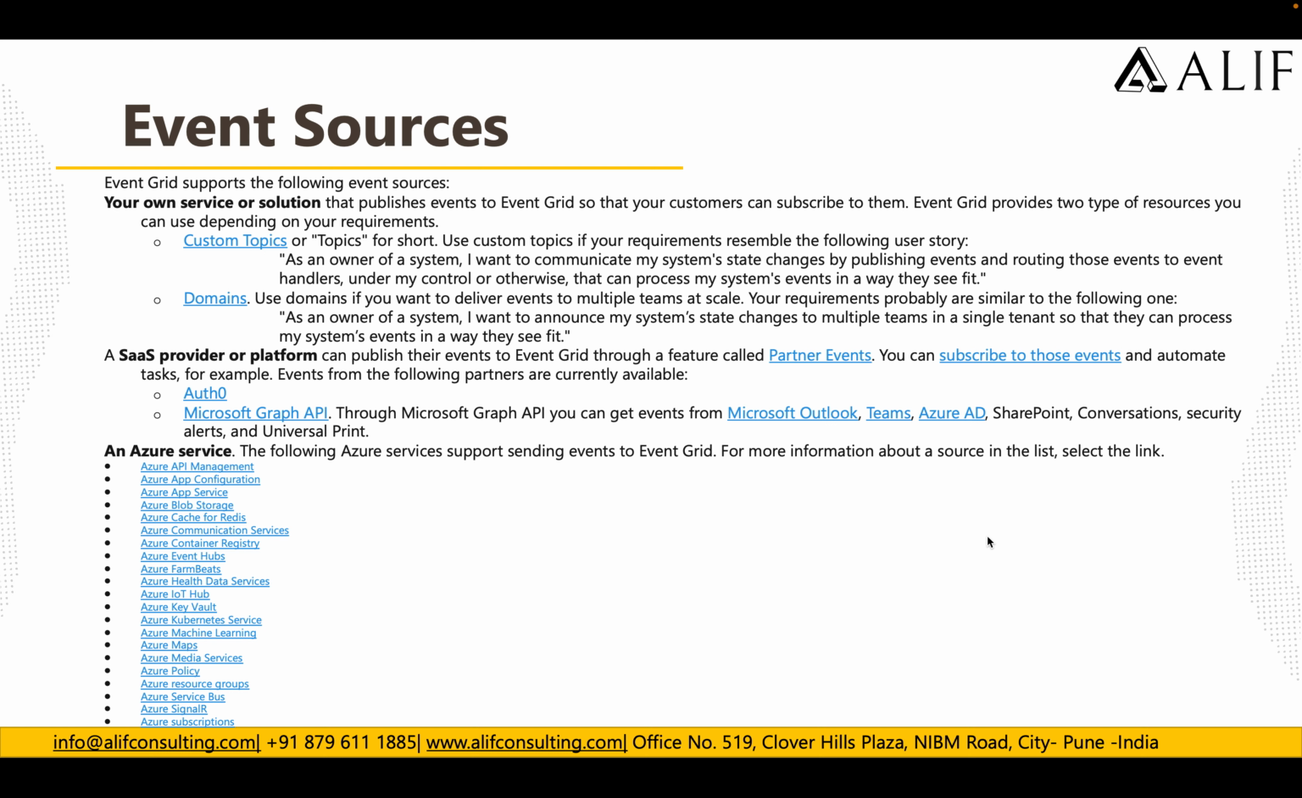The third source we have is the SaaS provider or the platform, which in event grid is also known as a partner event. You can subscribe to these events and automate the task. For example, Auth0 or Microsoft Graph APIs are the kind of partners currently available, which can be used as a SaaS partner or partner event, right?